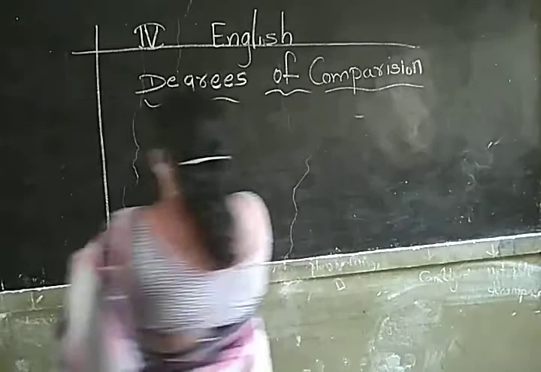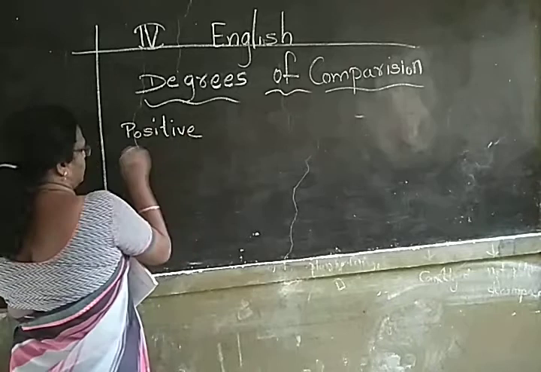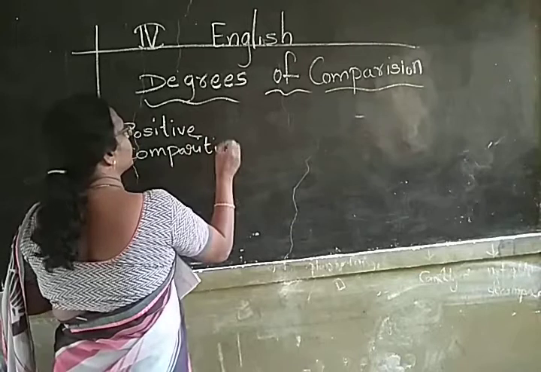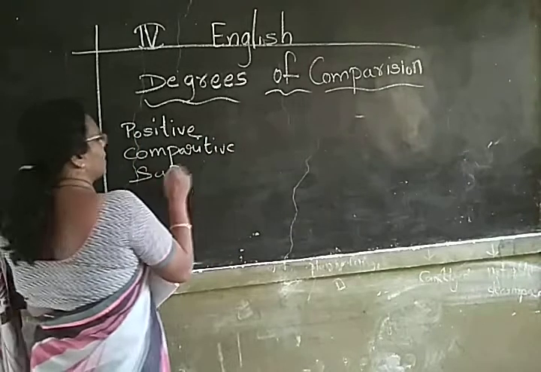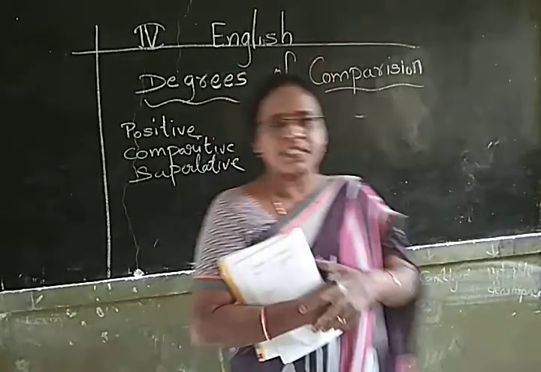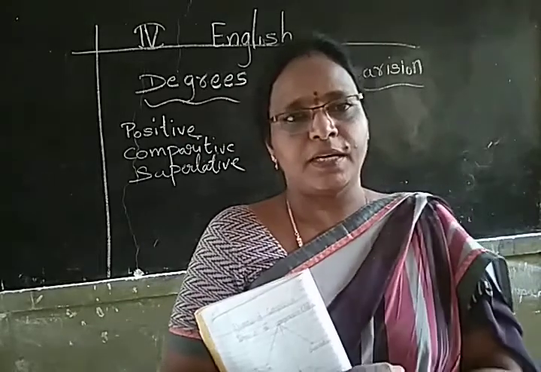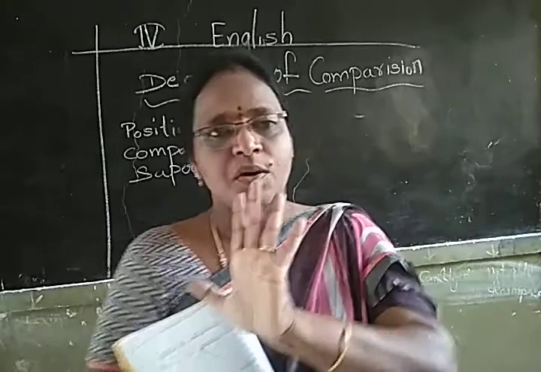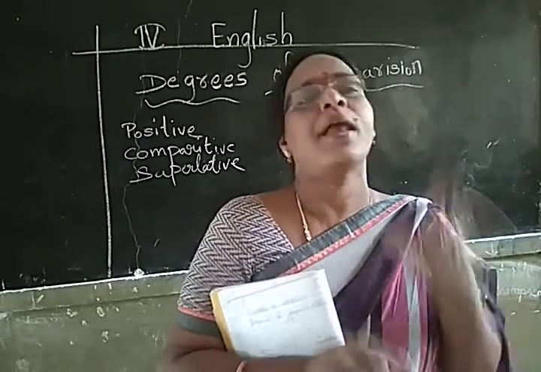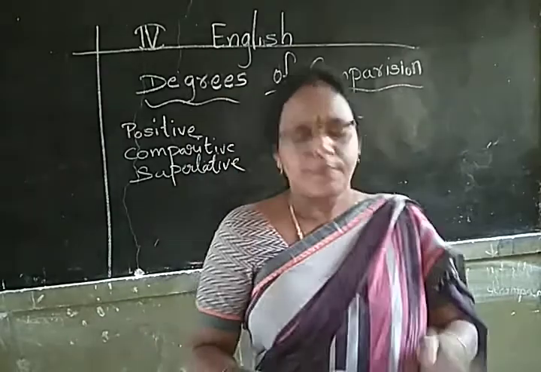One is positive degree, comparative, and superlative. See here, what I told you: degrees of comparison are done by the adjectives. Adjectives are your describing words, describing the noun. Understood? Here the noun may be the name of a person, place, thing or animal. Adjective is used to describe the noun.